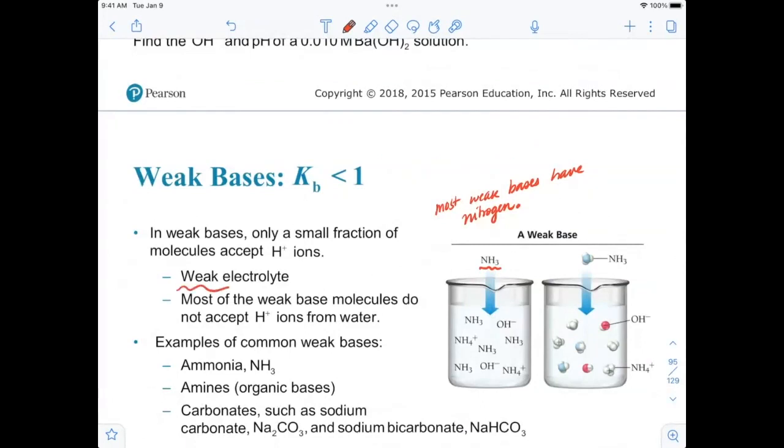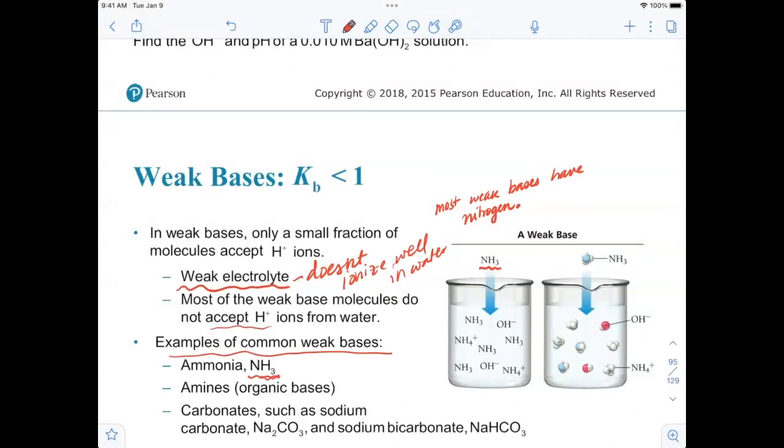And a weak base is a weak electrolyte, meaning it doesn't ionize or separate well in water. Remember, strong electrolytes are the ones that ionize 100%. Then we're told here most of the weak base molecules do not accept the hydrogen ions well when they're in water. The one thing they have to do as a base, according to Bronsted-Lowry, they do, but they don't do it well. So they're judged as weak. Okay. Example of weak bases.